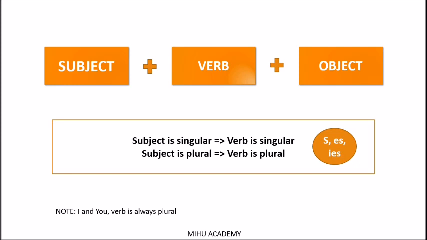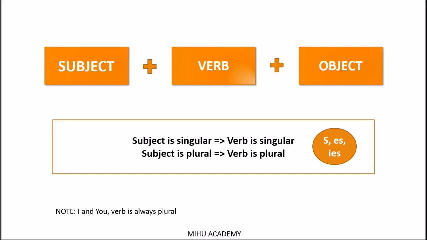And the object is something that is given secondary importance. It can also be a noun or a pronoun. It is the receiver of the action. So in the previous sentence, a person was reading a book. What was the action? Reading. What is receiving that action? A book is being read by that person. So a book is receiving that action. Here the book is an object and the person is a subject.